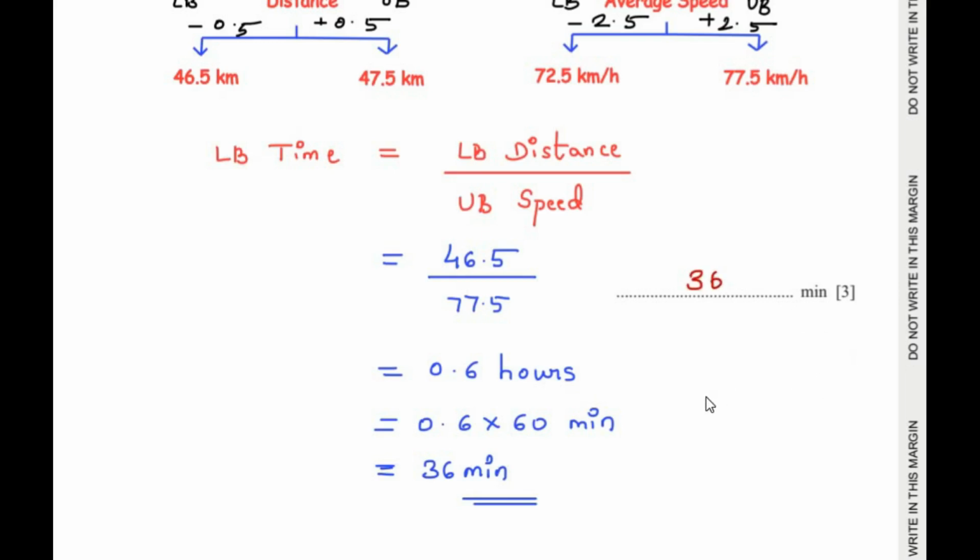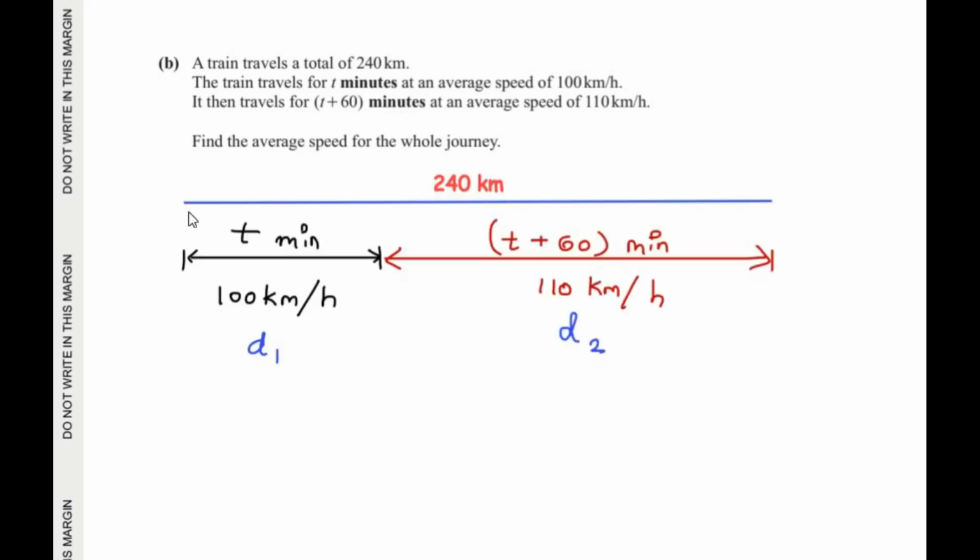Now let us move on to the B sub question. A train travels a total of 240 km. The train travels for t minutes at an average speed of 100 km per hour. It then travels for t plus 60 minutes at an average speed of 110 km per hour. Find the average speed for the whole journey. Now to understand this question, I'm going to draw a rough figure. So here the total distance is given as 240 kilometers and it's been divided into two journeys.